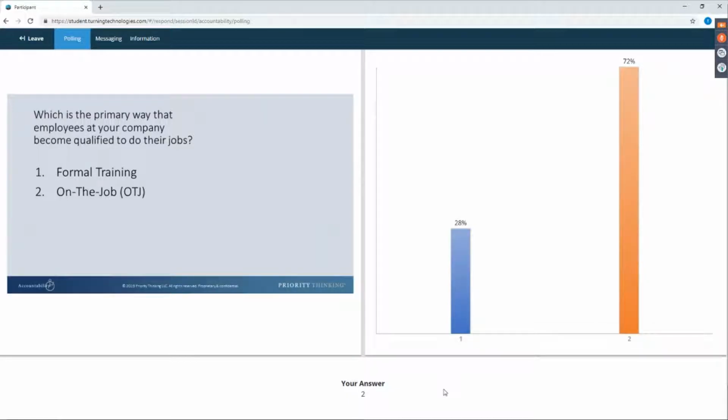Okay, this is not an uncommon response. On the job or OJT is frequently the way people become qualified to do their jobs. And of course, formal training is an important dimension as well. You really need both, of course. I'm going to give you a little bit of a tip on what I recommend for folks to do in this area. All right, next question.